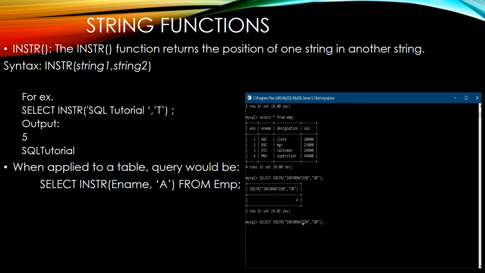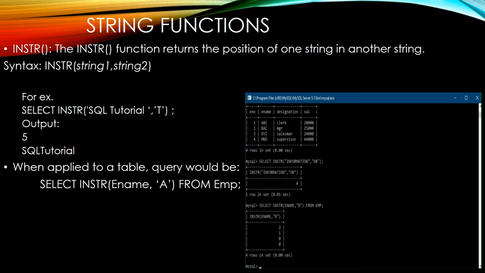I can apply this function on a field in the table also. I want to check for the existence of B in the ename field. It looks for the character B in the ename field from the table name. Now in the first name, B exists at the second position, so it is showing 2. In the second record, it exists at the first position, so it is showing 1. In the third record and fourth record, there is no character B, so it is showing the output as 0.